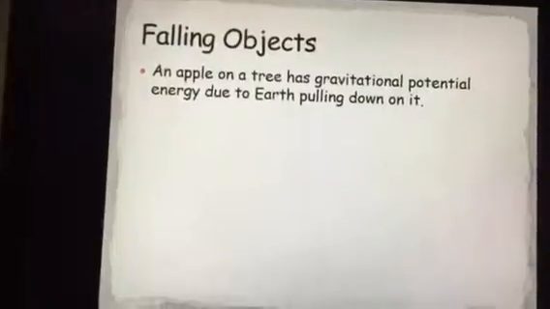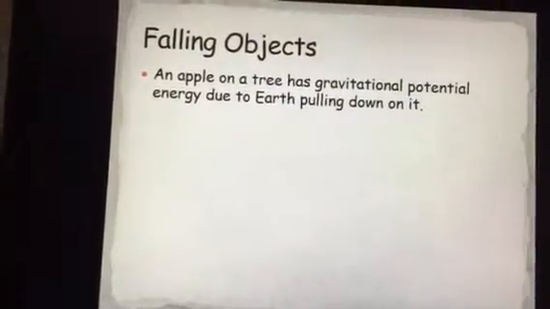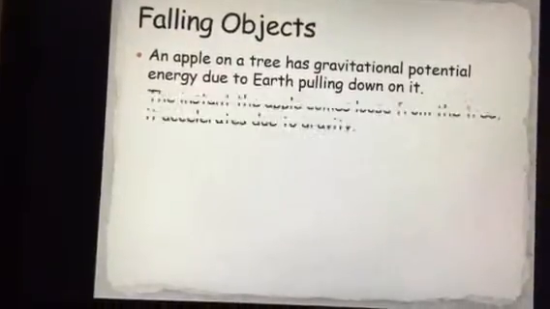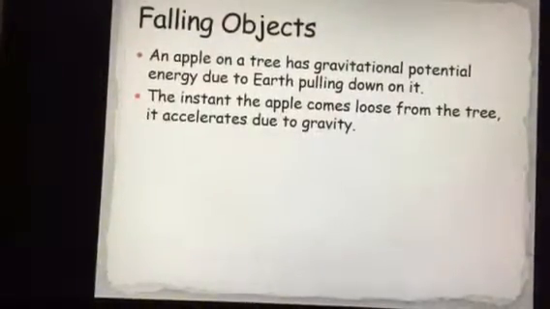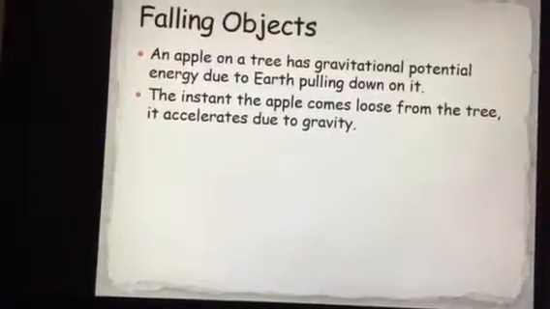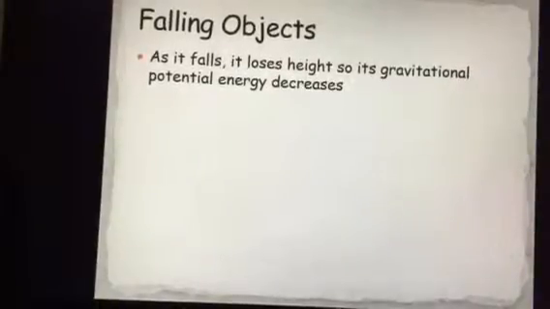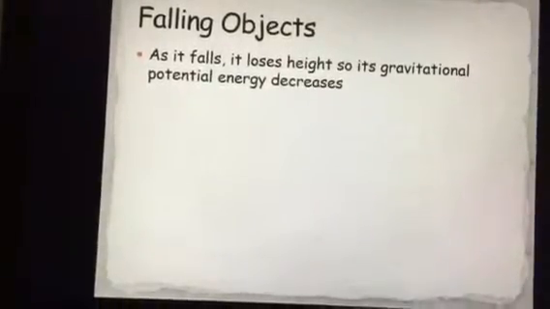So let's talk about falling objects. Now we know falling objects like an apple in a tree have gravitational potential energy. They're being pulled down to Earth at 9.8 meters per second squared. That's called acceleration due to gravity. The instant the apple comes loose from the tree, it accelerates because of gravity and falls to the ground. Now hopefully we don't have a lot of air resistance acting on it.